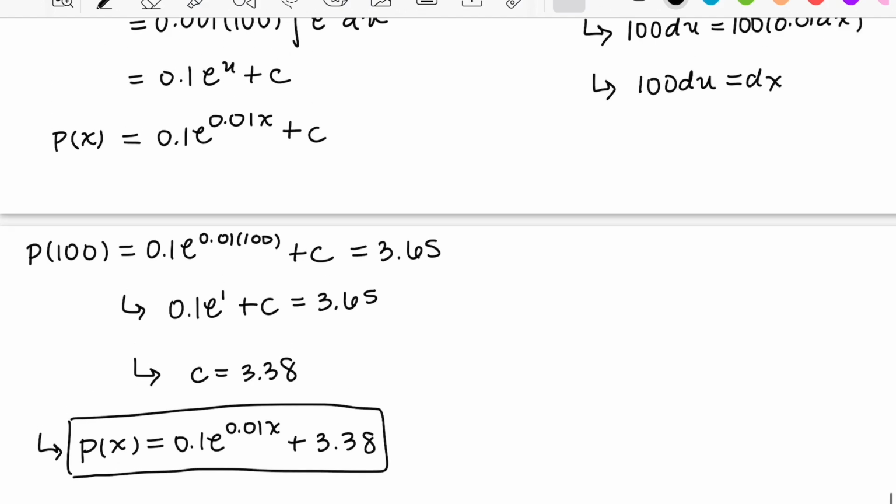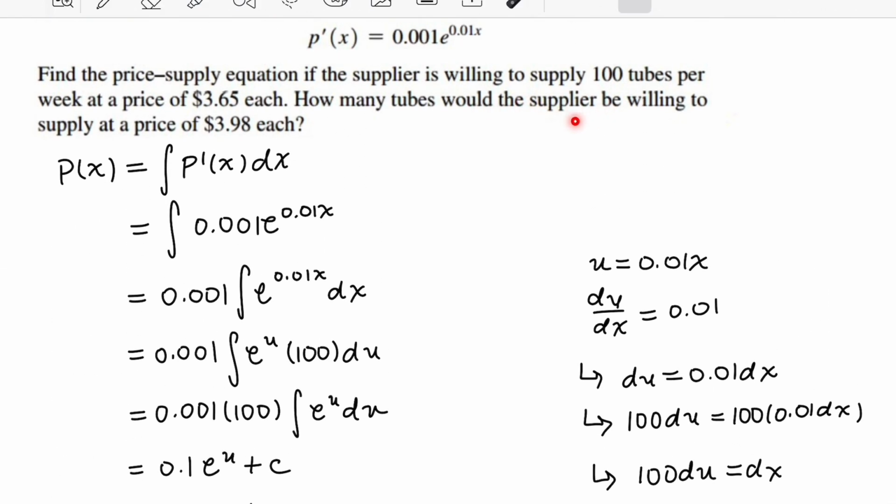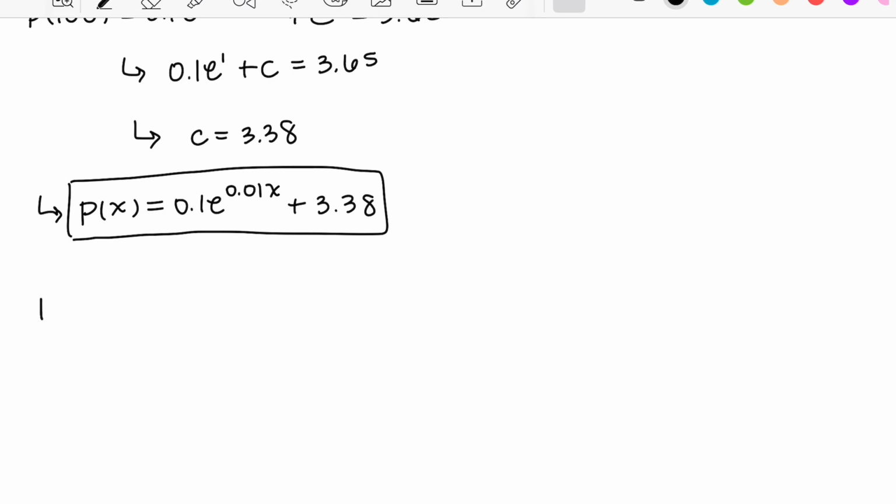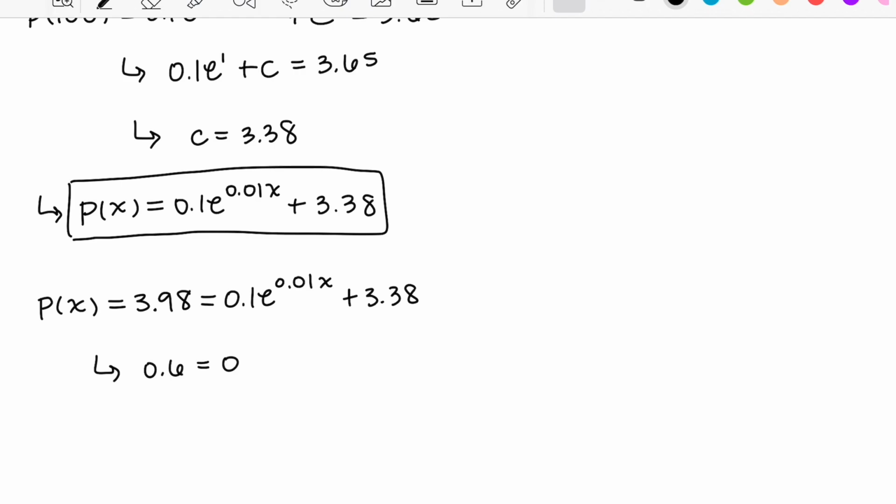All right. And then the last question, it asks us how many tubes would the supplier be willing to supply at this price here. So we're going to solve for x when the price is 3.98. So first we'll subtract 3.38 from both sides. So we'll get 0.6 is equal to 0.1 e to the 0.01x. Then dividing by 0.1, we'll get 6 is equal to e to the 0.01x.